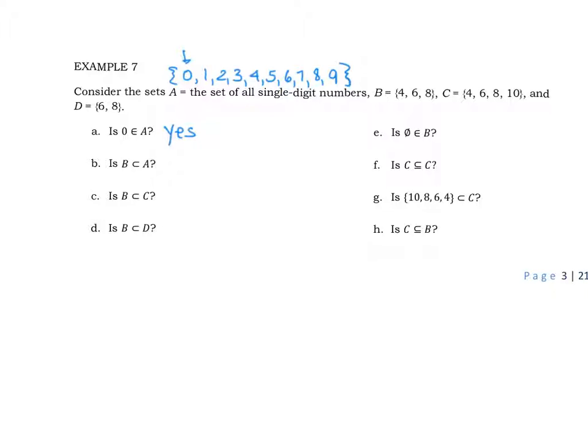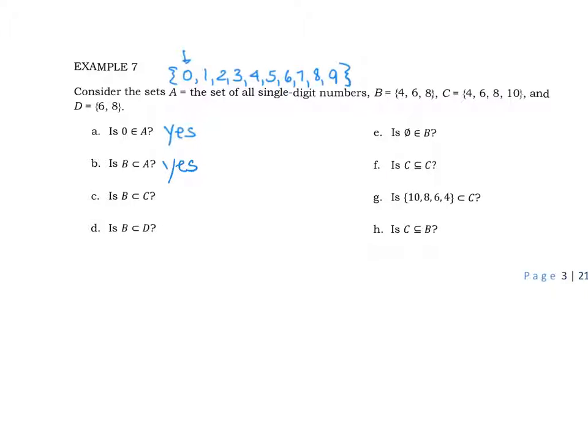Is set B a proper subset of A? Well, we see that it has fewer elements, so that's a step in the right direction. But now we need to make sure that every element in B is an element of A. 4 is in set A, 6 is in set A, and 8 is in set A. So yes, it's not just a subset, it's a proper subset.